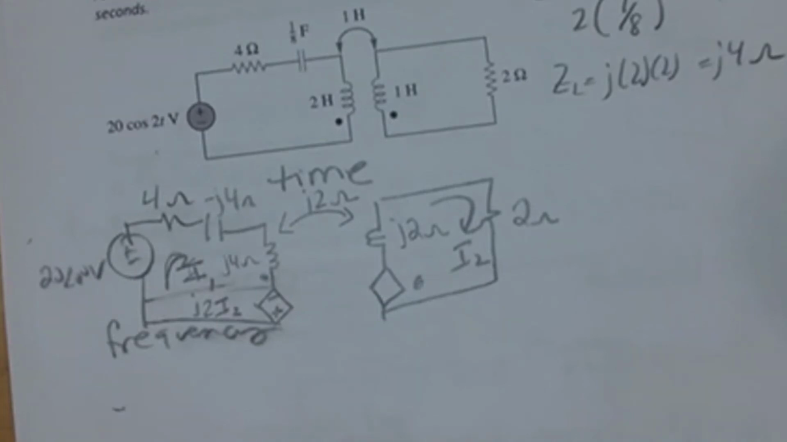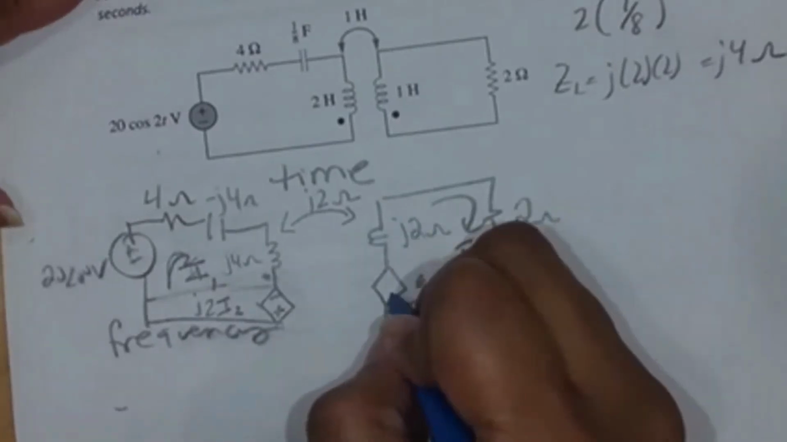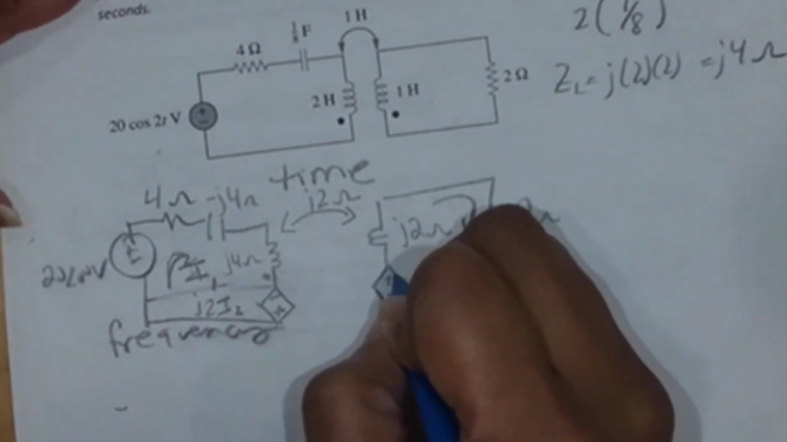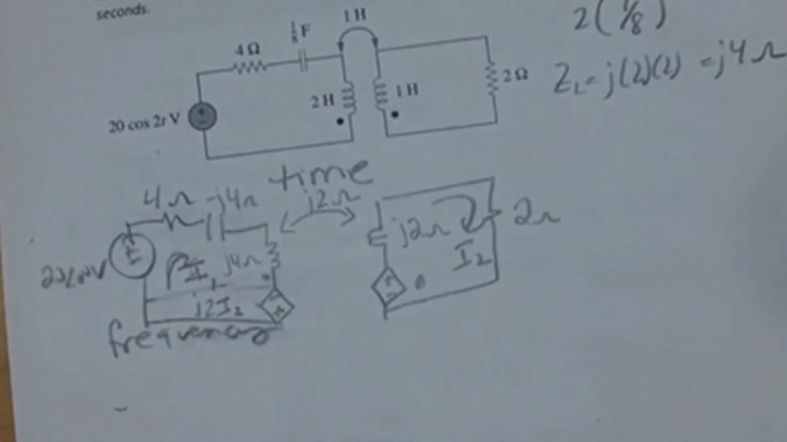Okay. For I1, the current exits at the dot. That means it is negative at the dot. Negative on the bottom, positive on top. It's been a while, but we did do this in class, I promise. So that one is J2I1.